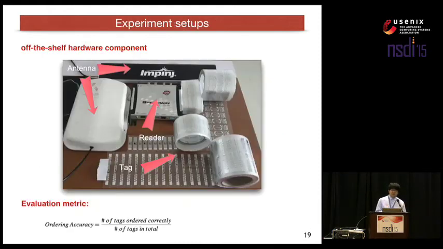So here comes the experiment. For the experiment, we basically use commercial off-the-shelf RFID devices, including an Impinj RFID reader, two RFID antennas, and different kinds of passive RFID tags. For the evaluation metric, we mainly rely on the ordering accuracy, which is defined as the number of tags that are ordered correctly divided by the total number of tags.